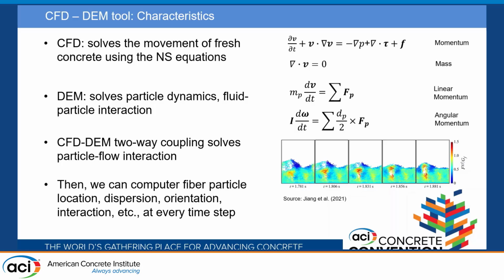So if we're able to compute all this information, we'll be able to know the location of each fiber at each time step. We'll be able to predict the dispersion and the orientation, and maybe work out how we can improve the orientation and the dispersion of the fibers for each application.